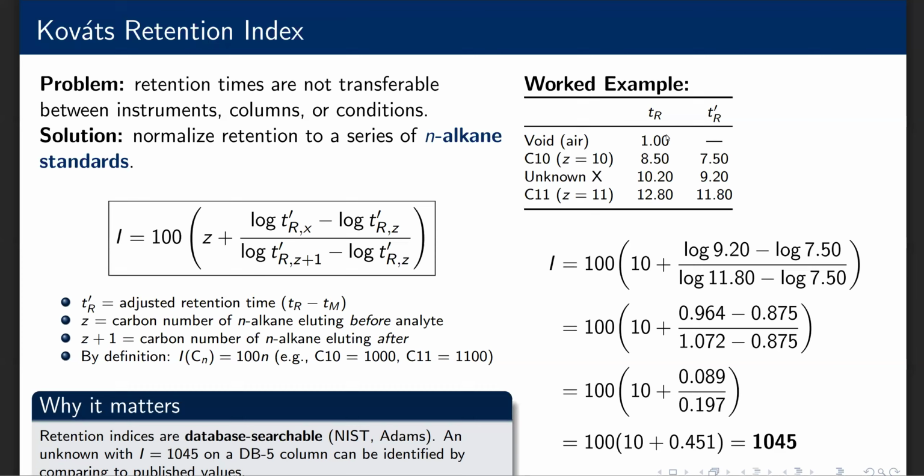In the worked example, the unknown has adjusted retention times that give an index of 1045 on a DB5 column. You can look this up in the NIST database or the Adams Essential Oil Library to identify the compound. Here, 1045 is consistent with limonene or beta-phellandrene, both monoterpene hydrocarbons. You would confirm the identity with mass spectrometry. Retention indices are particularly valuable in natural product analysis, flavor and fragrance chemistry, and environmental forensics where you routinely analyze complex mixtures of volatile compounds.